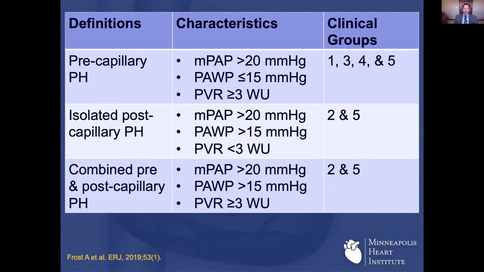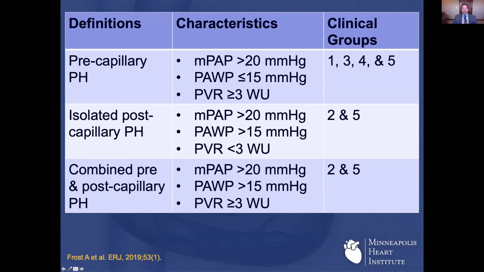Now, with our hemodynamics, we can help decide which category these patients best fit in, and we can break them down into 3 categories: either pre-capillary PH, isolated post-capillary PH, or a combined pre and post-capillary PH. So with the pre-capillary PH, generally the PVR is elevated, the wedge is low, and the mean PA pressure is high. And that can be found in most of the groups besides group 2.